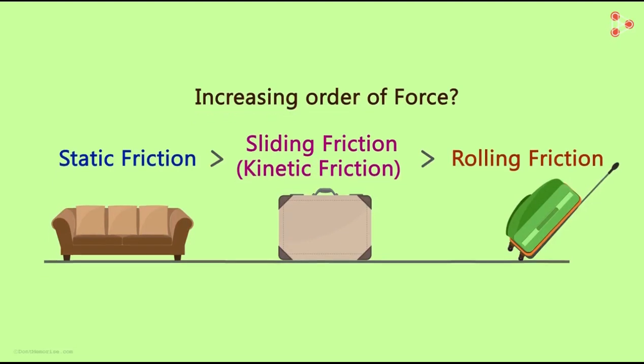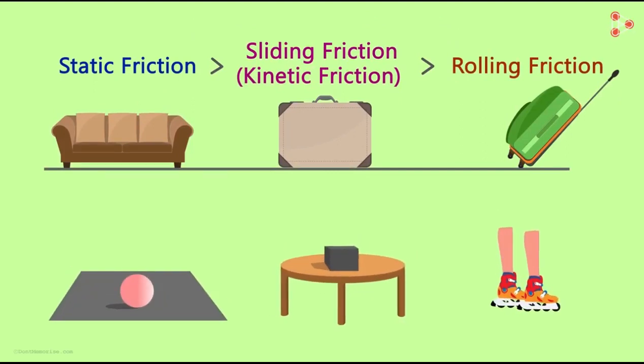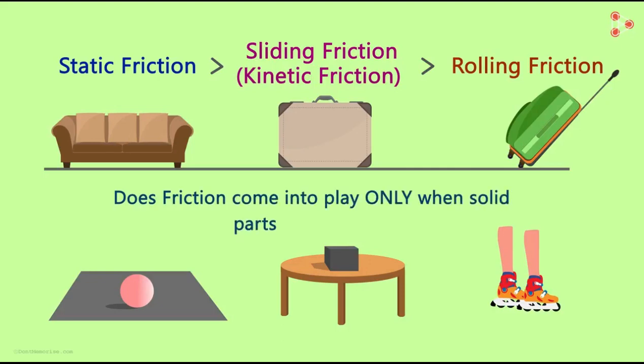In all the examples we've seen so far, we've only considered friction between solid parts: ball on a floor, box on a table, or roller skates on the ground. In all cases, both the objects were solid. Does friction come into play only when solid parts are involved? Is there any other kind of friction we haven't seen yet? Do watch our next video to know more.